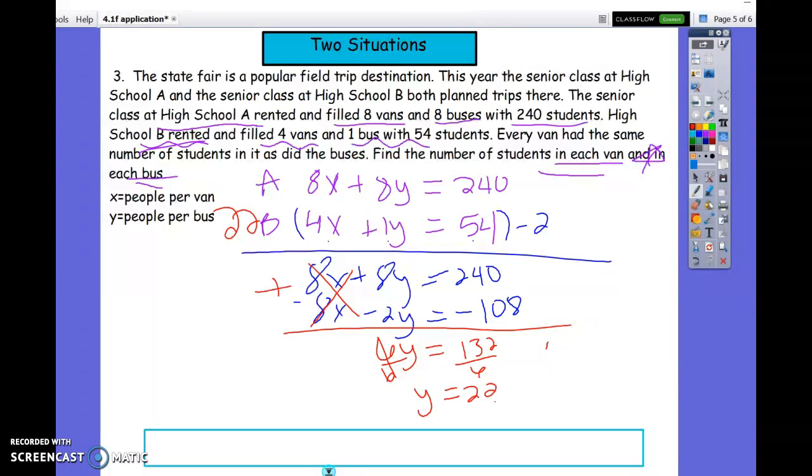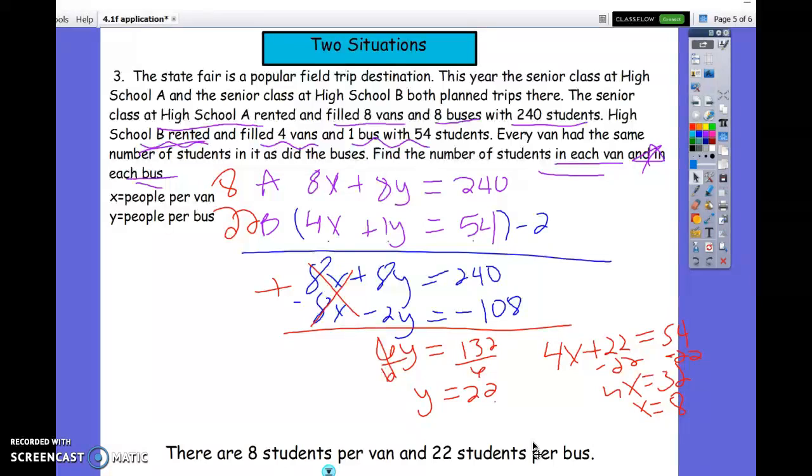Doesn't matter which one. I'm going to pick the bottom one just because it seems a little simpler. So 4x plus 22 equals 54. Go ahead and finish solving for this. 4x equals 32. Well, 32 divided by 4 tells us that 8 people fit in each van. So last but not least, just write this as a complete sentence. That leaves us with: there are 8 students per van and 22 students per bus.